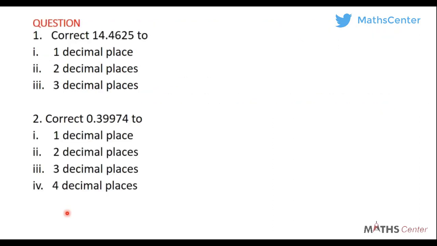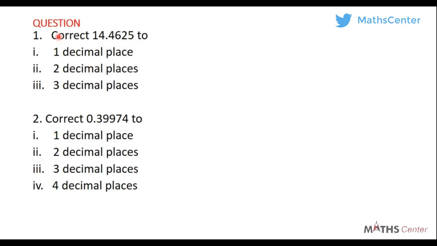Now let's use an example to illustrate what we are talking about here. If you have the number 14.46525, the first value after the decimal point is what we call the first decimal place. The second is the second decimal place. The third is the third decimal place, and the fourth is the fourth decimal place.